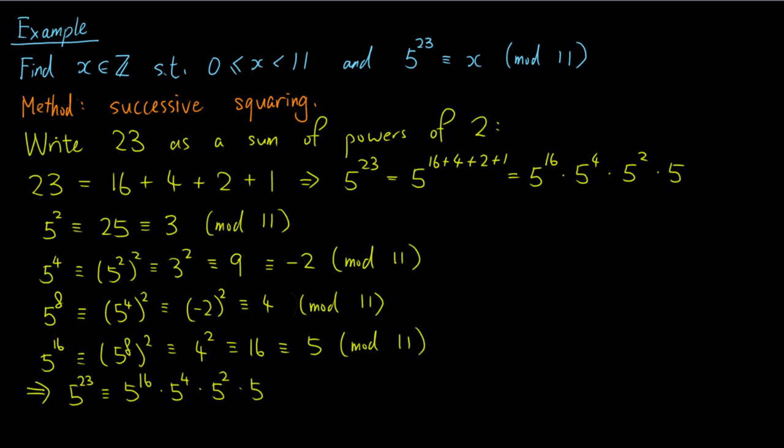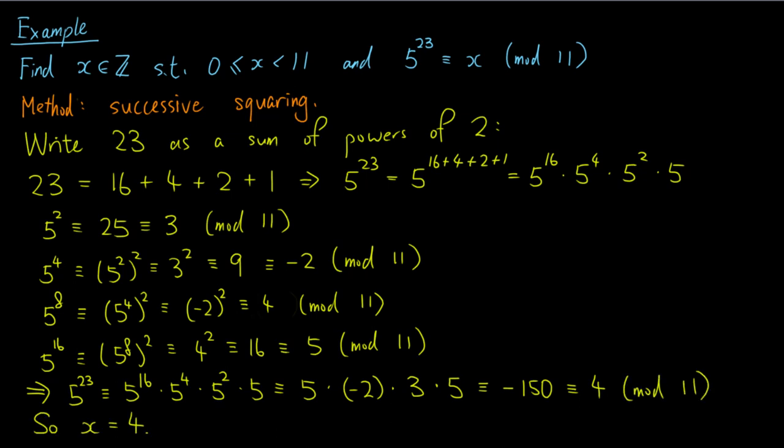Hence, 5 to the 23, which is 5 to the 16 times 5 to the 4 times 5 squared times 5, is congruent to 5 times -2 times 3 times 5. This product is -150, which is congruent to 4 mod 11. In other words, x is 4.